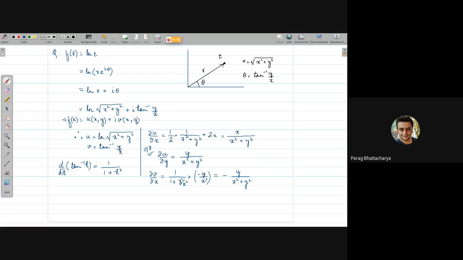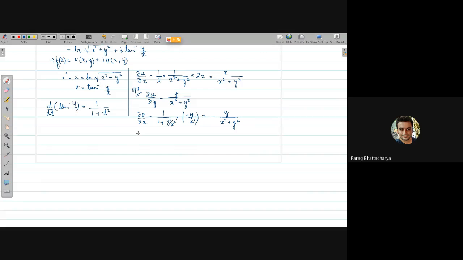And finally, this is going to give us dou v by dou y. When you work this out, this again will be 1 by 1 plus y squared by x squared, times 1 by x. And when you simplify this, you'll get x divided by x squared plus y squared. And we immediately find that dou u by dou x is equal to dou v by dou y.